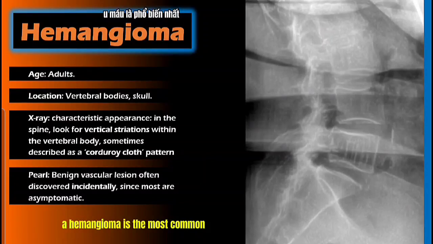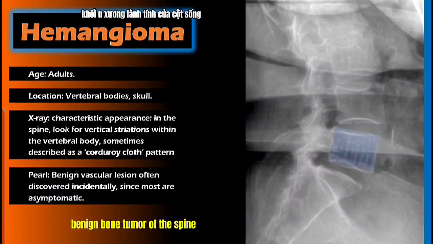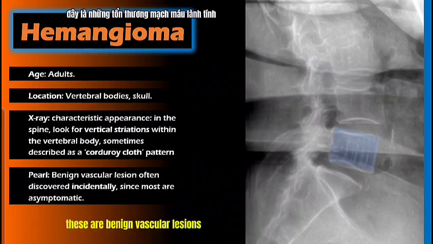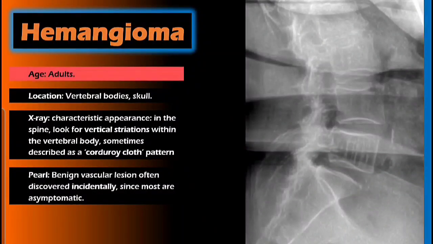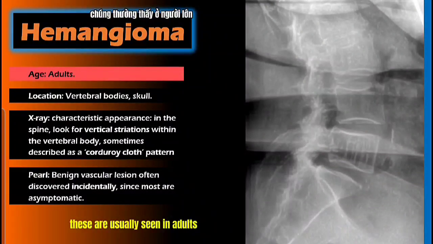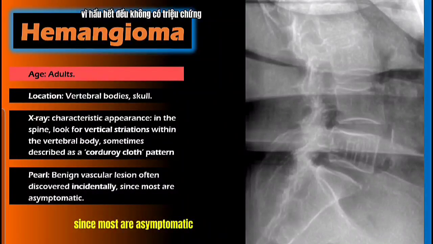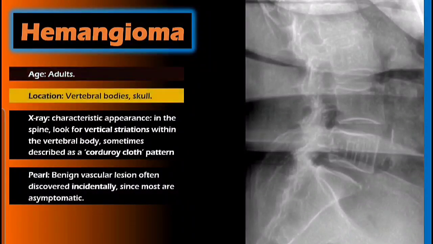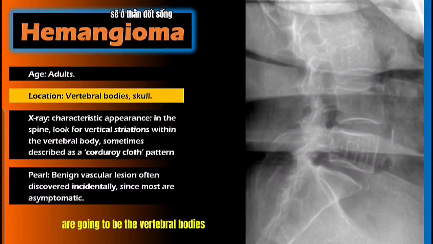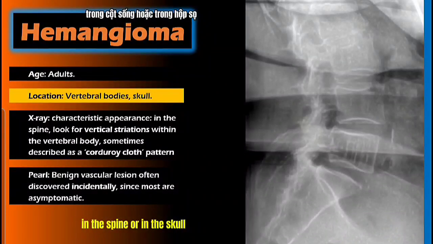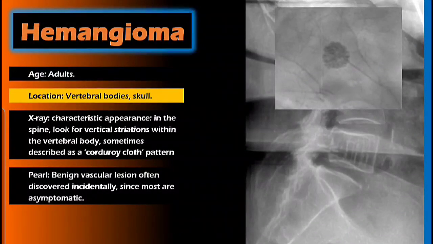A hemangioma is the most common benign bone tumor of the spine. These are benign vascular lesions. These are usually seen in adults and are often discovered incidentally, since most are asymptomatic. The most common locations are going to be the vertebral bodies in the spine or in the skull.